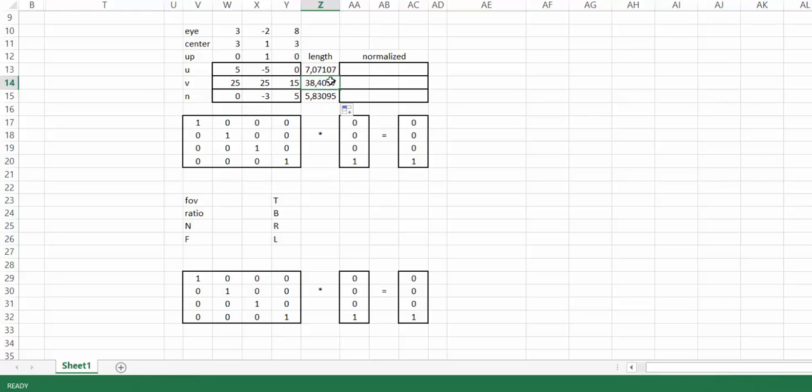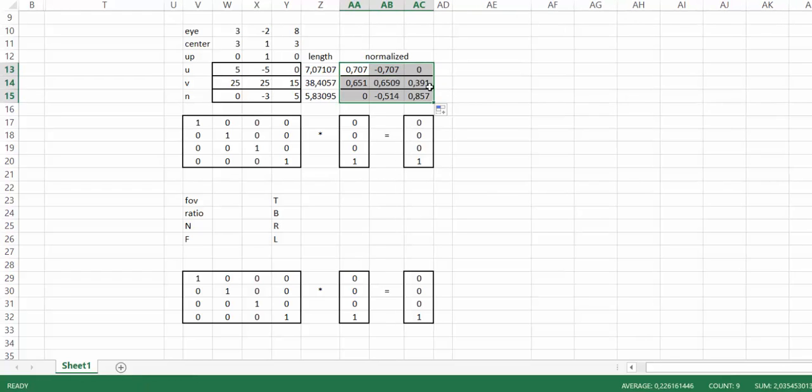If these lengths are working properly, let's see. Yes, okay. So these are the lengths, and finally I can go here and say this equals the x coordinate divided by the length, this equals the y coordinate divided by the length, this equals the z coordinate divided by the length. Right. And we can take this and send it down like that. So now we should have the normalized vectors here.